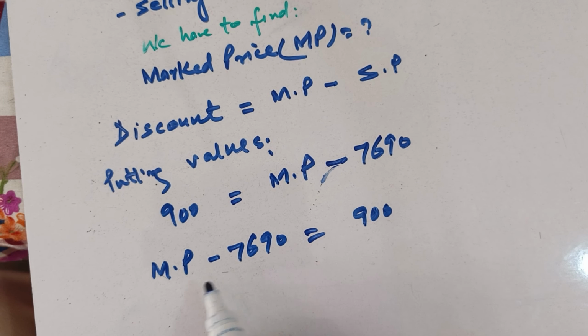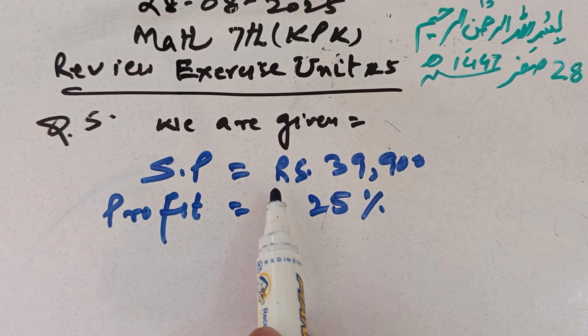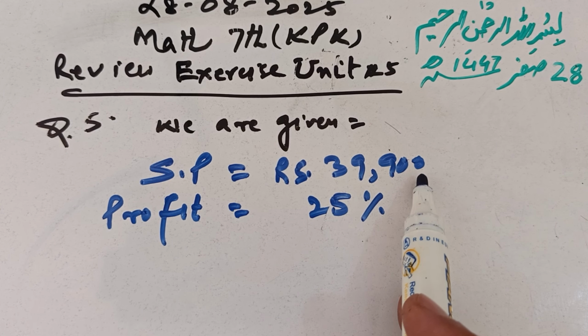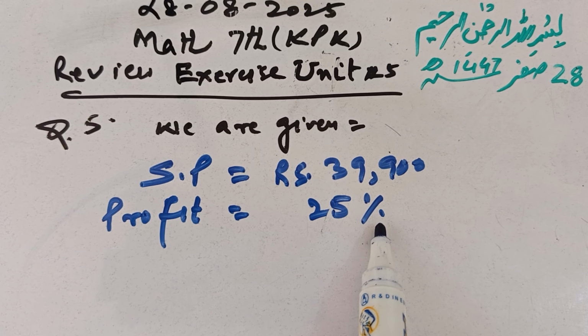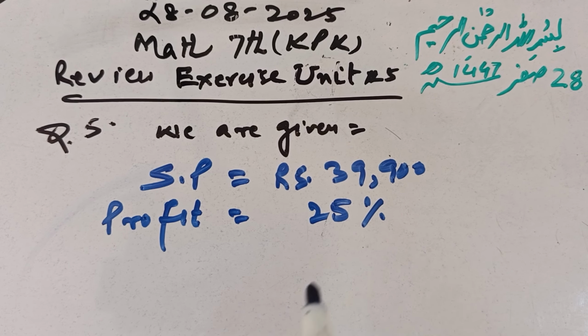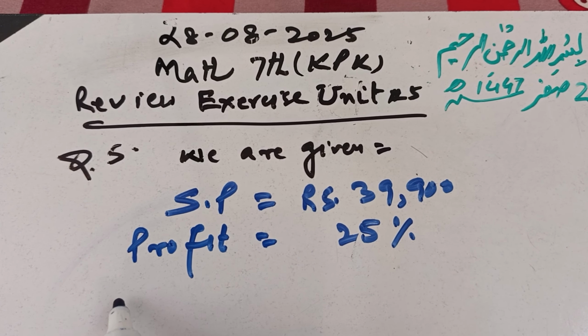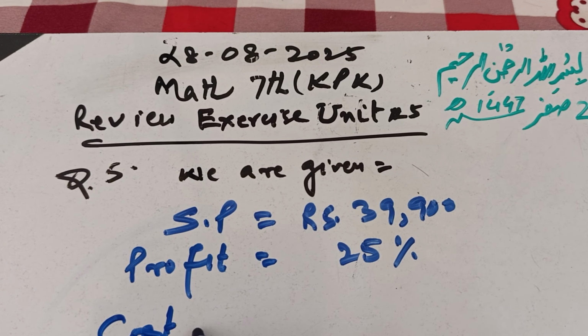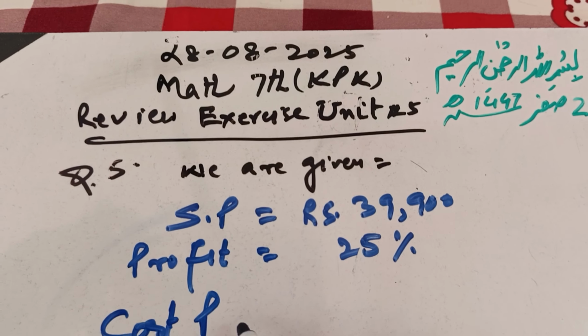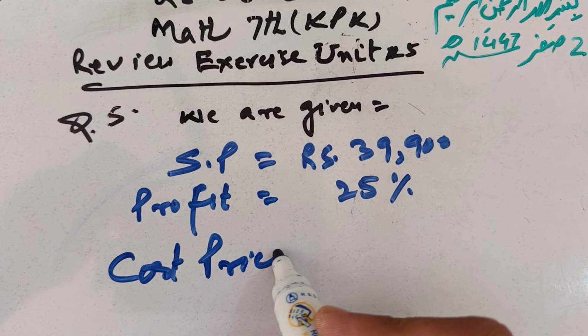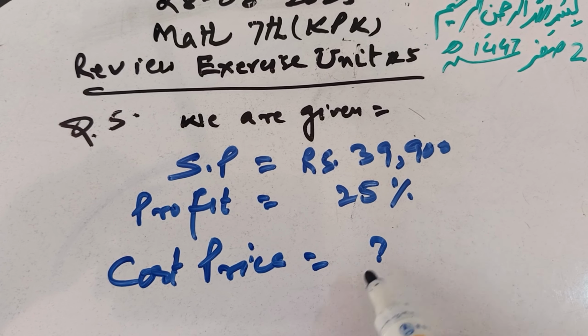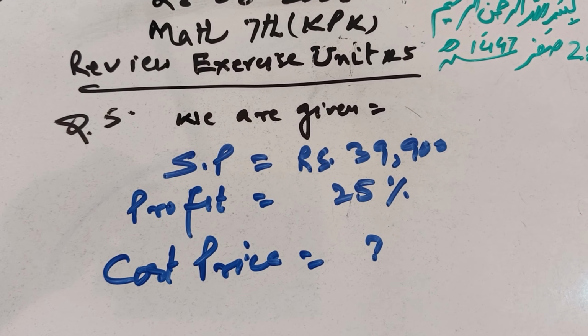Yes, moving towards the whiteboard, I have written what we are given in this question number 5. Two things, selling price and profit. Selling price 39,900 and profit which is 25%. And we are asked to find the actual price. Actual price means cost price. Yes, cost price we are asked to find. So we have to find cost price.